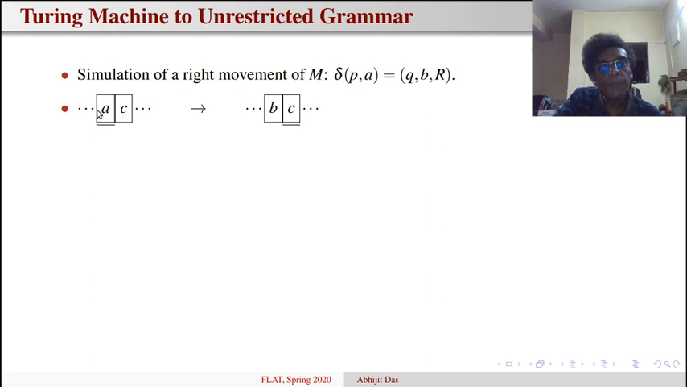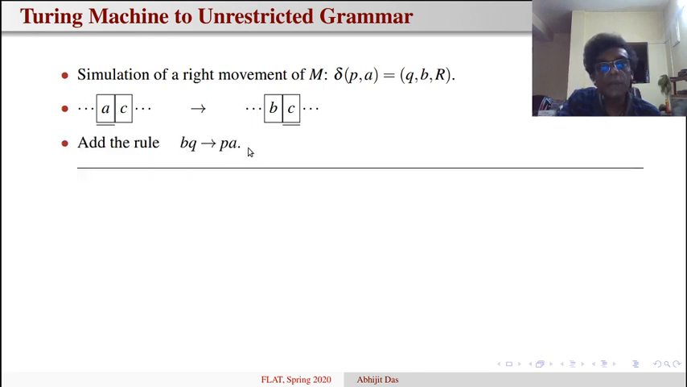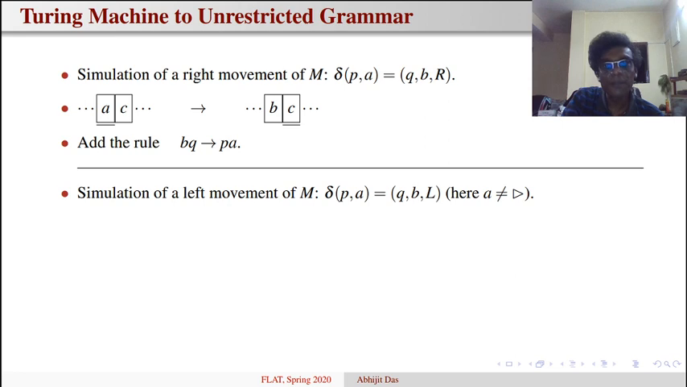So you can see PA changes to BQ in the configuration, but then since the grammar is simulating the move in the opposite direction, I add the rule BQ can be PA. BQ can be PA. Okay. So the simulation is perfect, right? The simulation of the left movement is slightly trickier. So let's say it's something like this. In state P, read A, go to state Q, after rewriting A by B, and then move left.